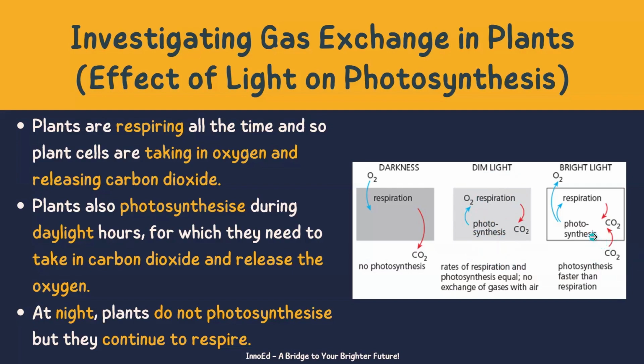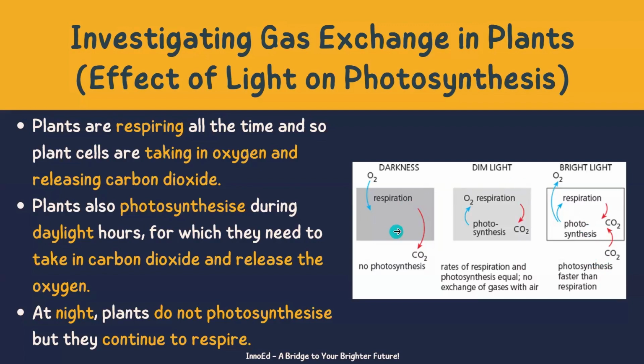During the bright light hours, photosynthesis happens much faster, so it needs lots of carbon dioxide. It uses up the carbon dioxide not only from respiration, but also from the surroundings. So when there is a faster rate of photosynthesis, the level of carbon dioxide in the atmosphere will decrease. This can be tested by using hydrogen carbonate indicator.